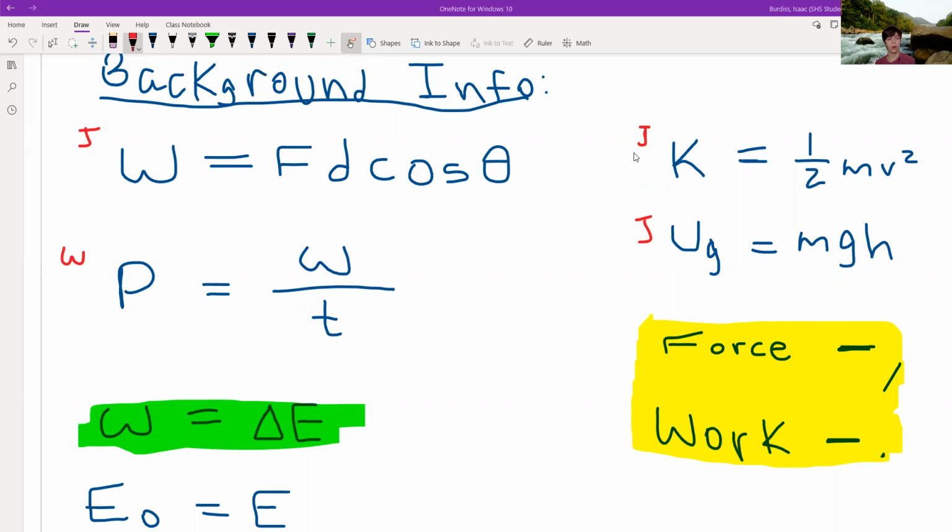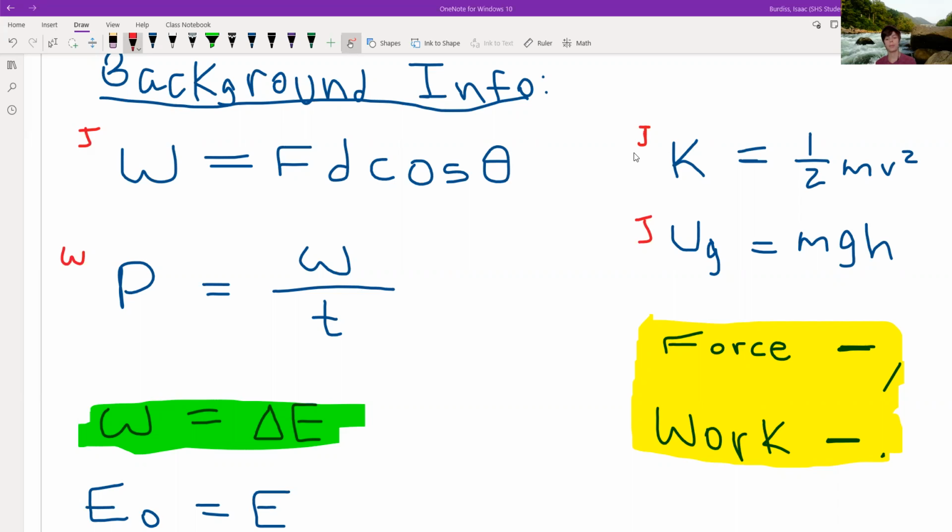So work equals force times distance times cosine of the angle, and that is measured in joules. The cosine of the angle is not always there because the angle is 0. Cosine of 0 is 1, so force times distance times 1 is just force times distance. That's why sometimes it's not there, because there's no incline.